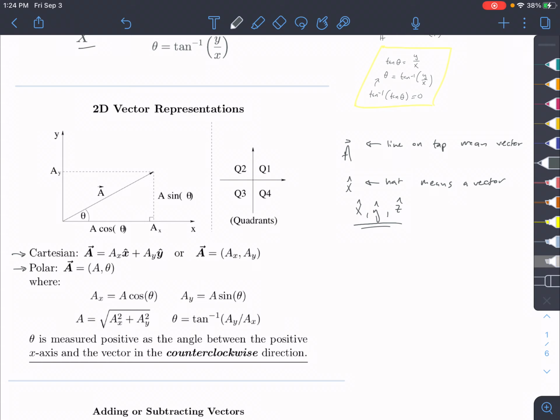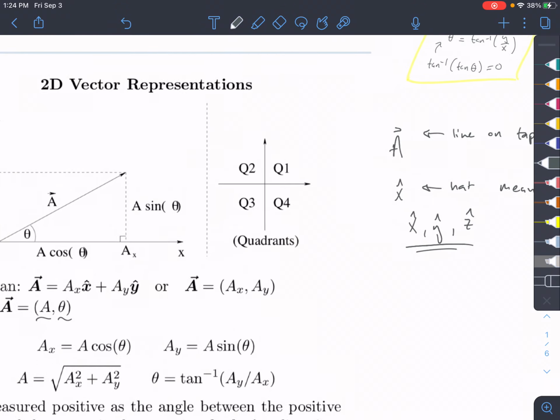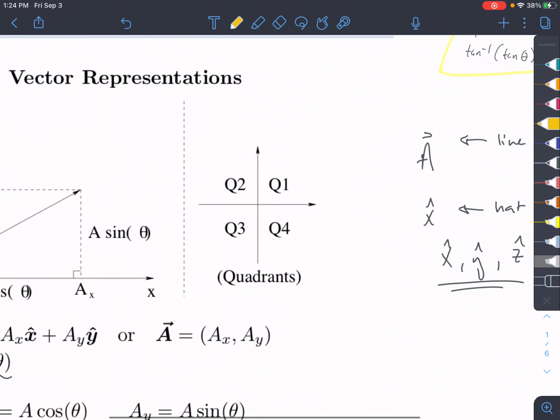In the polar representation, you are just given a magnitude and an angle. When they give you an angle, what they mean is an angle that's coming off of the positive x-axis and rotating around. So if I am given a polar angle, this would be the positive direction. And if I'm coming the other way around, this would be the negative direction.